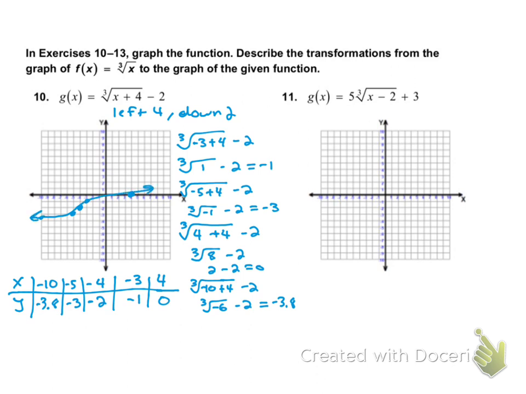Okay. Again, domain and range is all real numbers. My end behavior will be as x goes to the right, the y is going up. As x is going to the left, my y is going down.